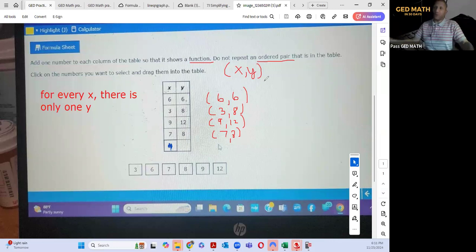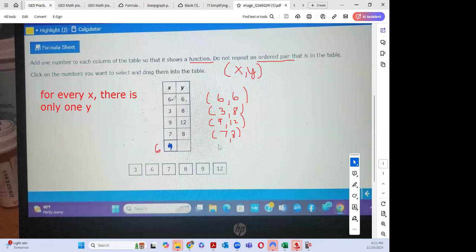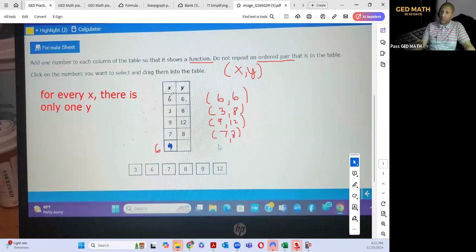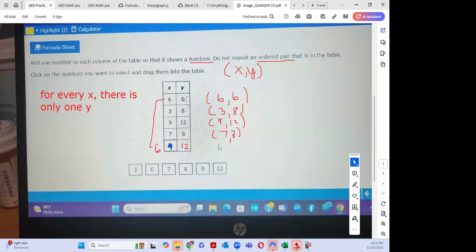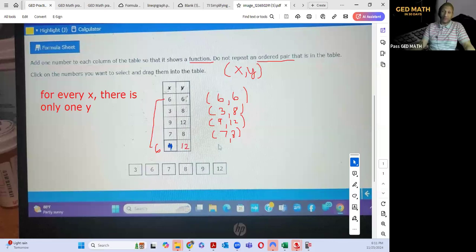Oh, Mr. Tensley, I know what an ordered pair is, but they're asking about a function. What two numbers can we put there to make this a function? Okay. For every x, there's only one y. So if 6 is already here, can this number be 6? Nope, because when x is 6, and we put a 12 there, I have two different y's.